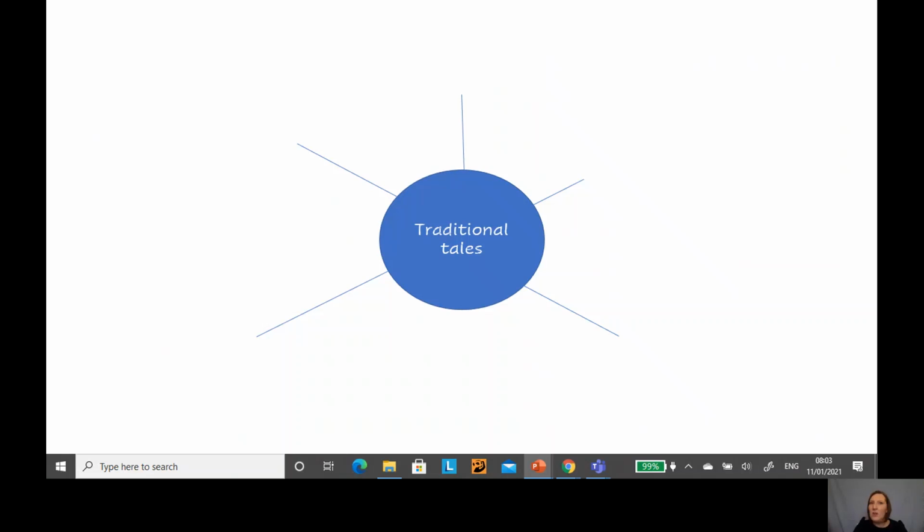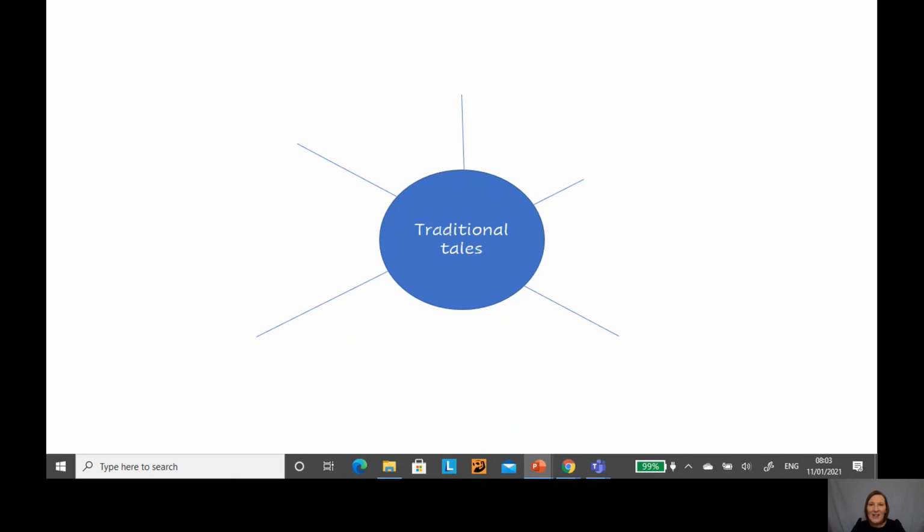Now, there's some key features to a traditional tale. I wonder if you can think of any of the key features that appear in a traditional tale. What I'd like you to do is pause the video here and have a go on your worksheet, jotting some ideas down. Then we're going to come back together and I'm going to share my ideas with you too. So pause the video now and have a go at jotting down some ideas of the key features of traditional tales.